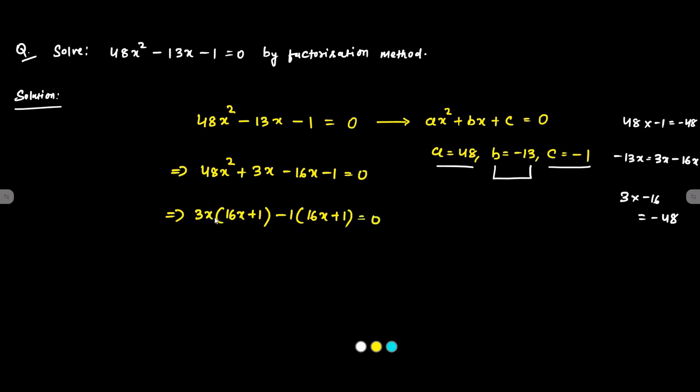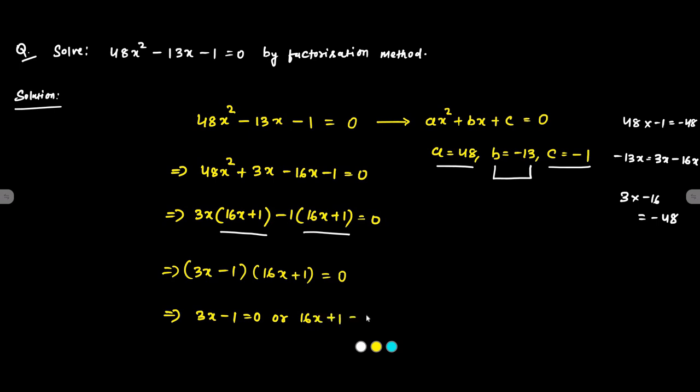3x into 16x, that is 48x square. 3x into 1, that is 3x. So it's 48x square plus 3x, and here it is minus 1 into 16x, minus 16x, minus 1. Oh yes, and in both of them 16x plus 1 is common. So that implies 3x minus 1 into 16x plus 1 is equal to 0. That implies 3x minus 1 is equal to 0, or 16x plus 1 is equal to 0.